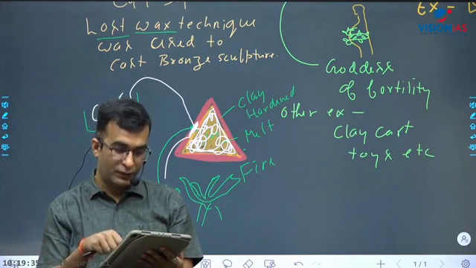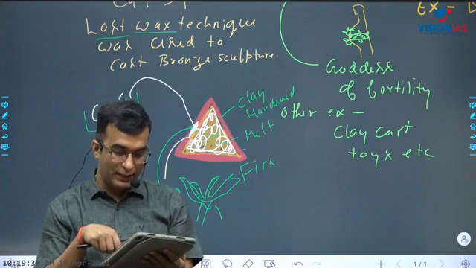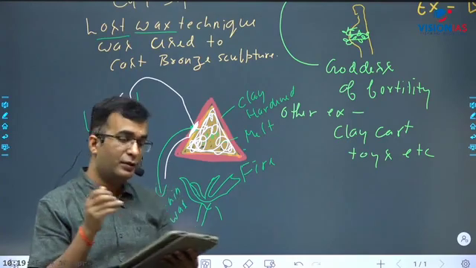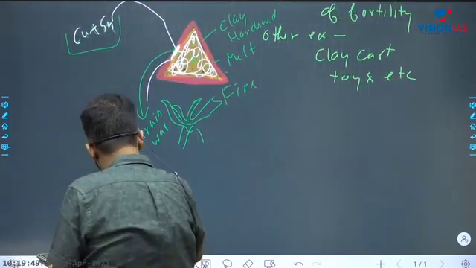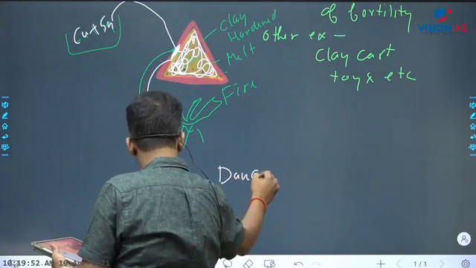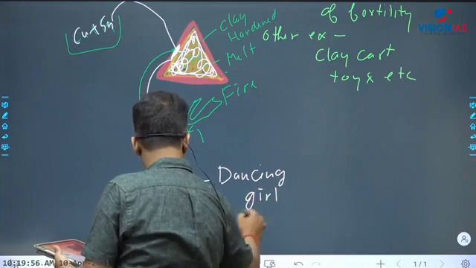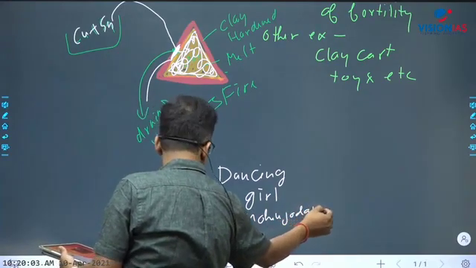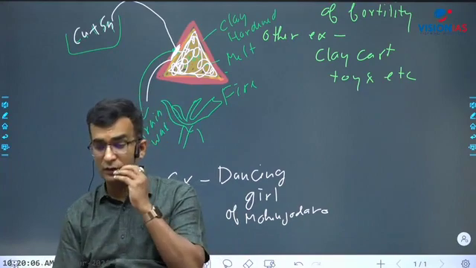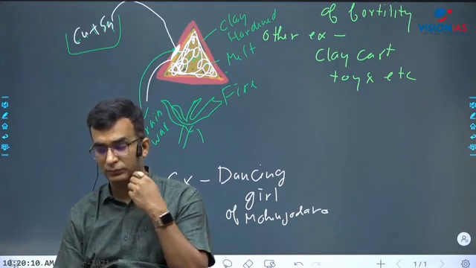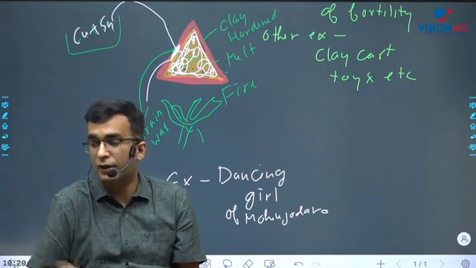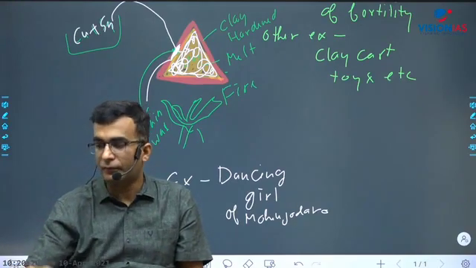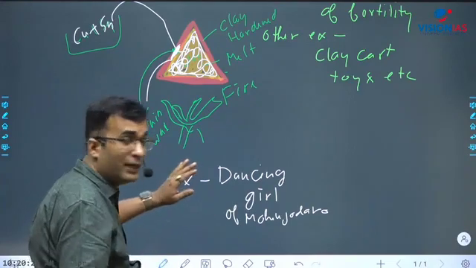Then you write example. In example you mention dancing girl of Mohenjo-daro. So these are the examples of the sculptures.